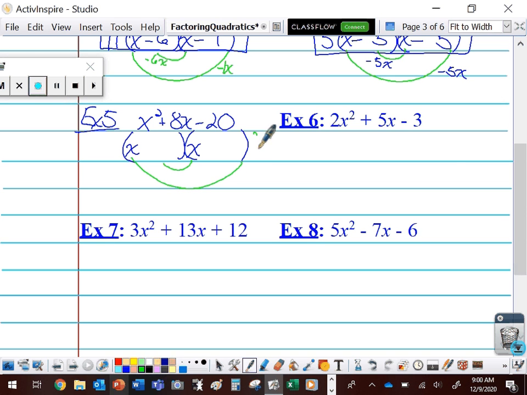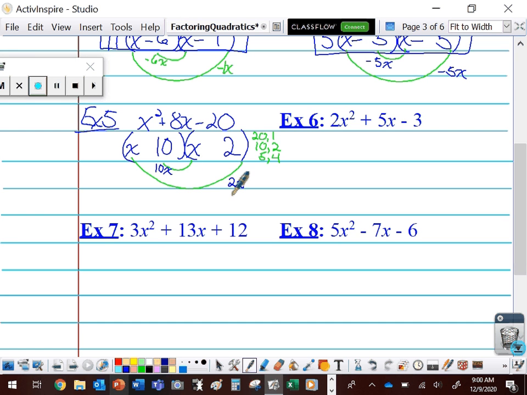Well, I've got 20 and 1, 10 and 2, and 5 and 4. And the bad news is we just have to try them until we find the one that works. Well, tell you what, I'm going to start in the middle with 10 and 2. Now on the outside, x times 2 gives me 2x. On the inside, 10 times x gives me 10x. Now because my c term is negative, I need to be able to subtract these two and get 8x. Well, if I do 10x minus 2x, that gives me 8x.